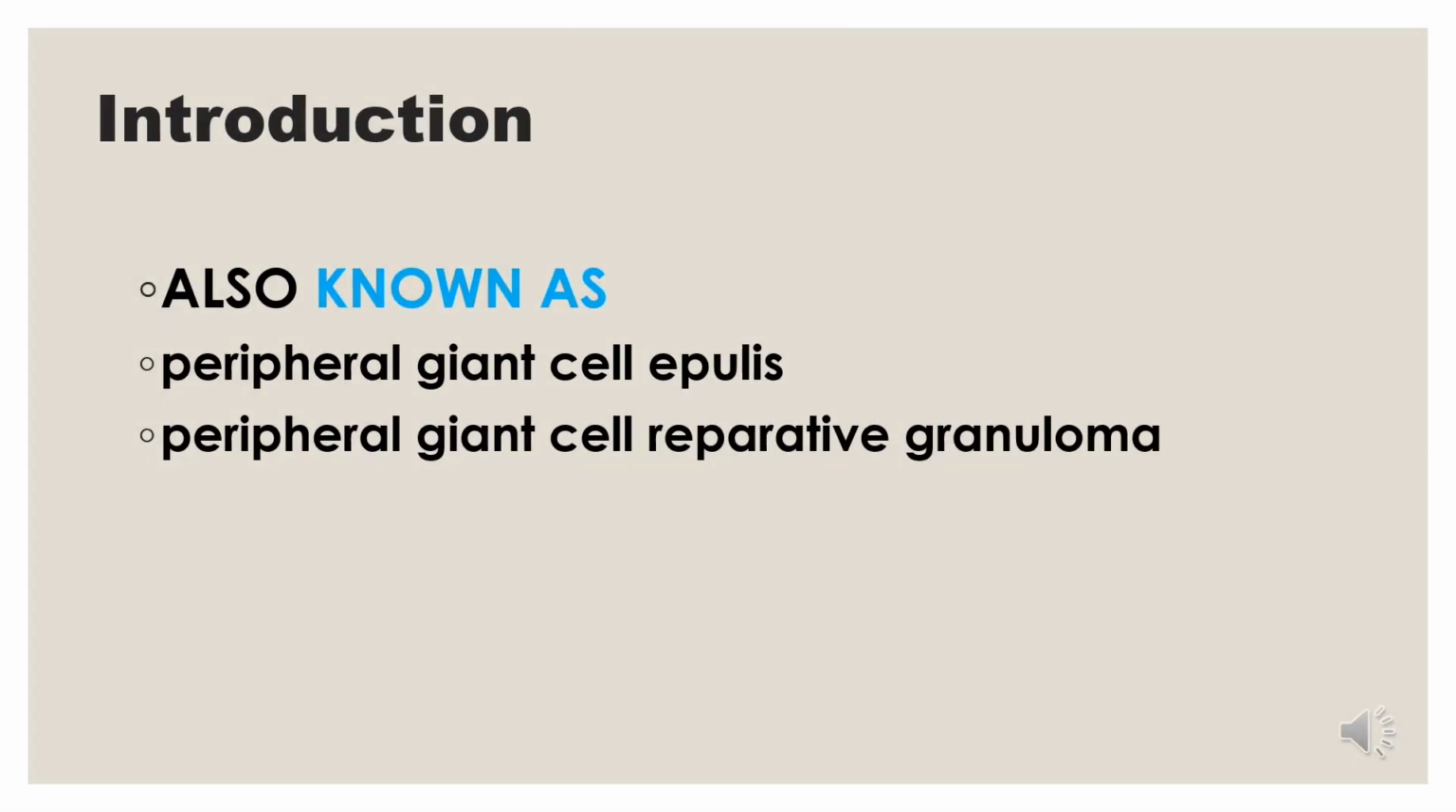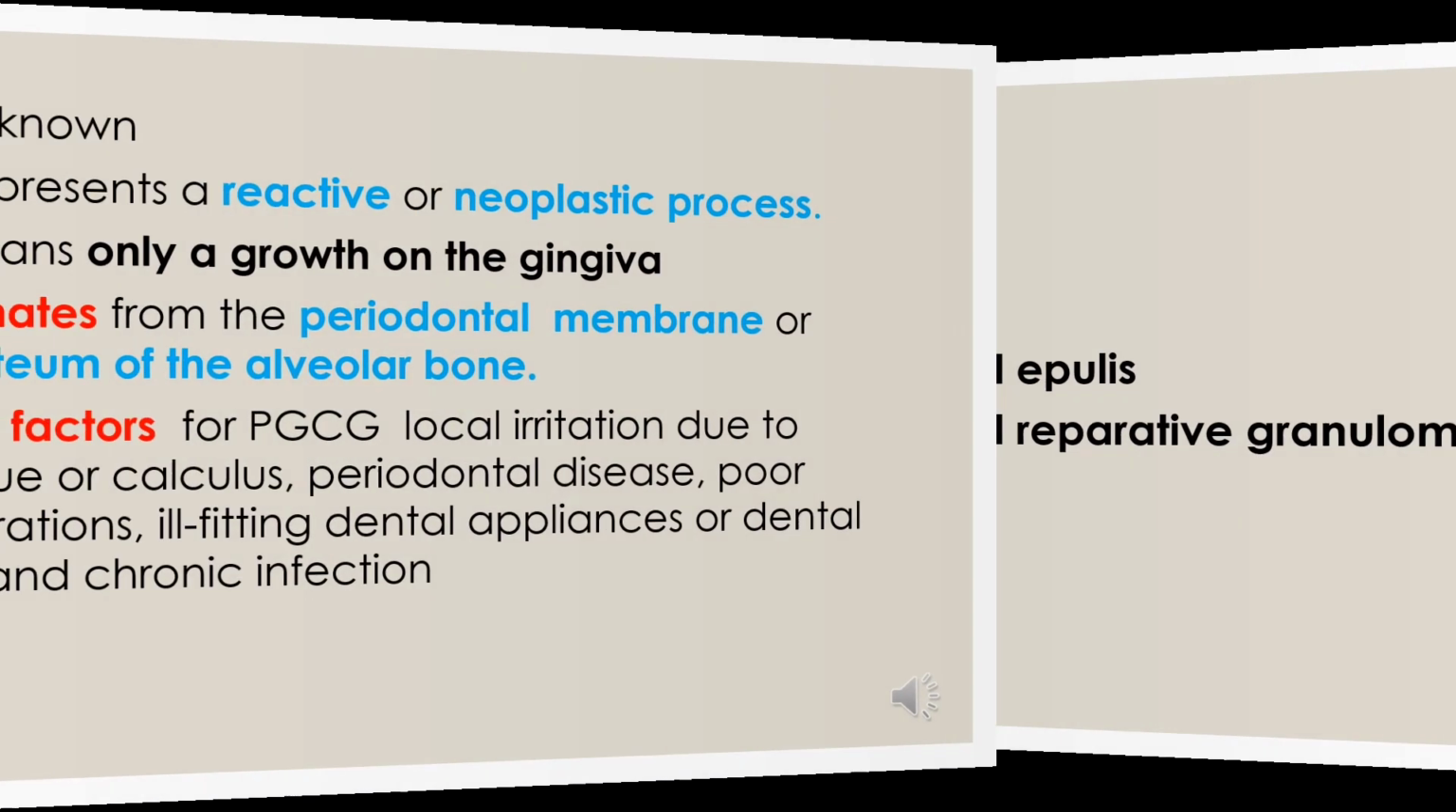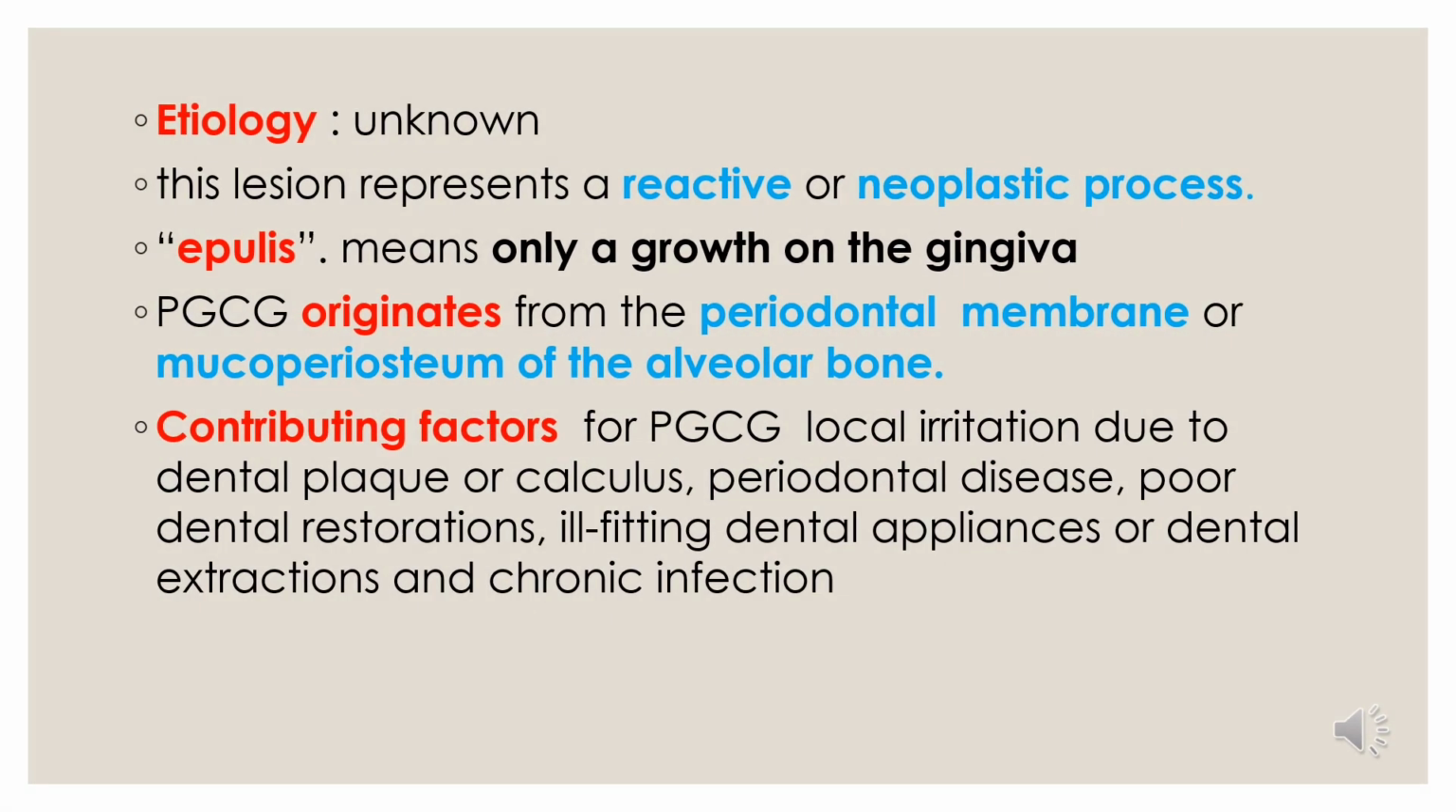Introduction. Peripheral giant cell granuloma, also known as peripheral giant cell epulis, peripheral giant cell reparative granuloma. Etiology: peripheral giant cell granuloma has an unknown etiology; this lesion represents a reactive or neoplastic process. Epulis means only a growth on the gingiva. PGCG originates from the periodontal membrane or mucoperiosteum of the alveolar bone.